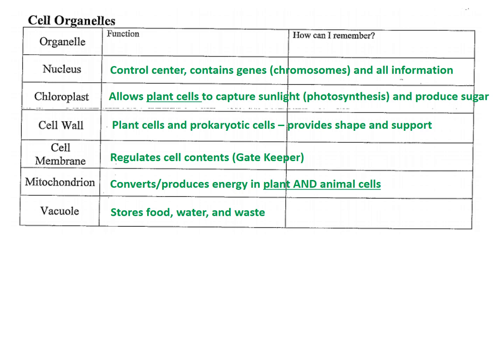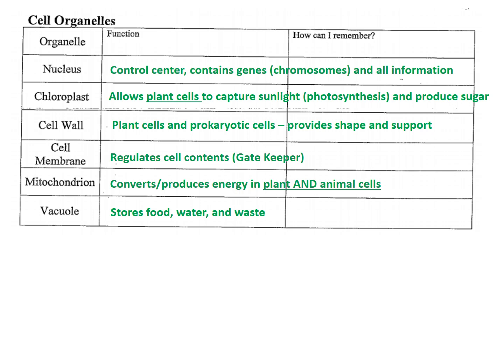Then we've got chloroplast. This is going to only be in plant cells, and this allows them to capture sunlight, which is photosynthesis, and they're going to use that sunlight to make sugar or energy. Cell wall is going to only be in plant cells and prokaryotic cells. Remember that plant cells are going to need that extra protection and support. So this is going to provide them that shape and support.